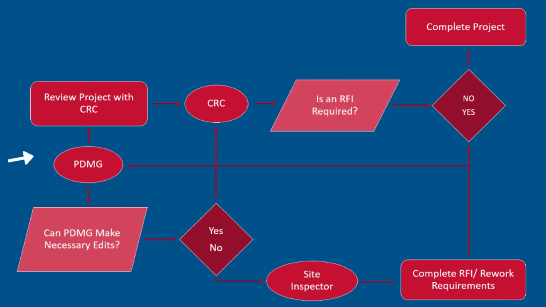Now let's say that the CRC specialist has reached out to you. You reviewed all the issues that they've outlined, and they've sent you a follow-up email with an itemized list of amendments to the project or a list of documents they need from the applicant. At this point, you need to identify if you have access to make the necessary changes on your own, or if you'll need to send it back another step to a site inspector.